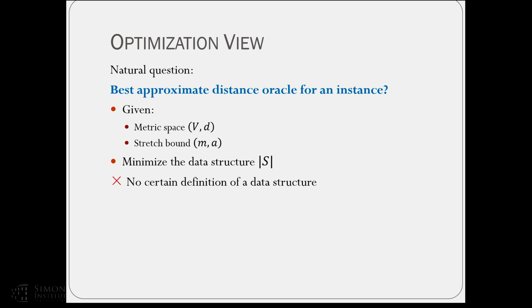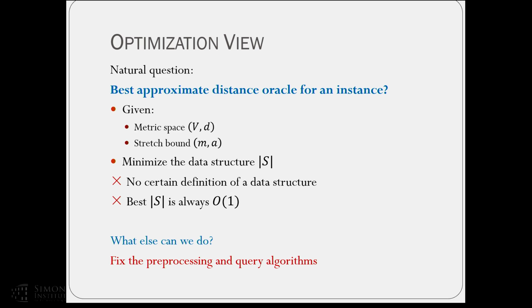So the only thing we can imagine is information complexity discussion, but it does not work for a particular instance. And the other thing is that the best data structure is always O(1). Actually, we can store the entire metric space in the query algorithm, so the data structure does not need to store anything. So what else can we do?